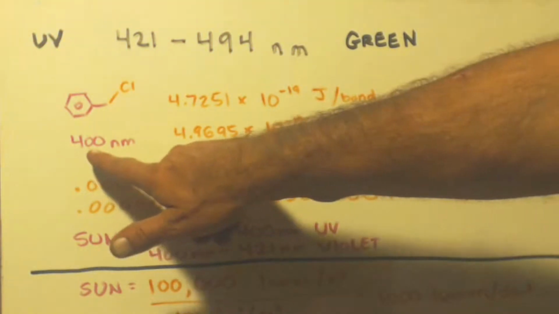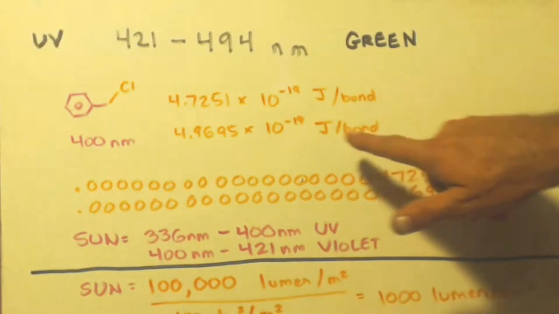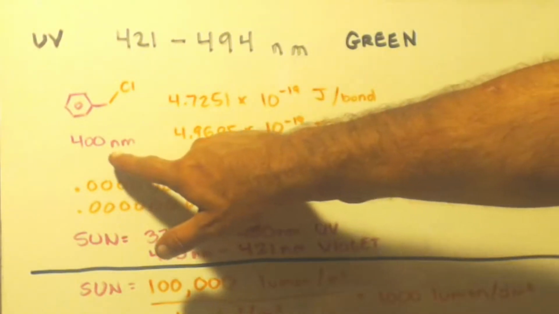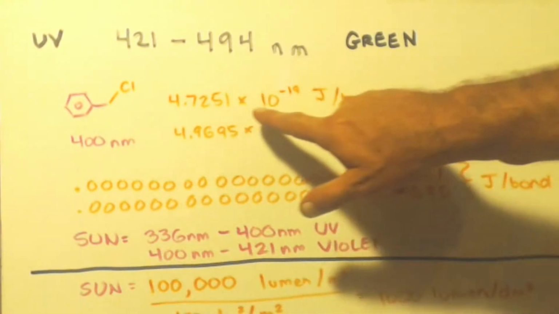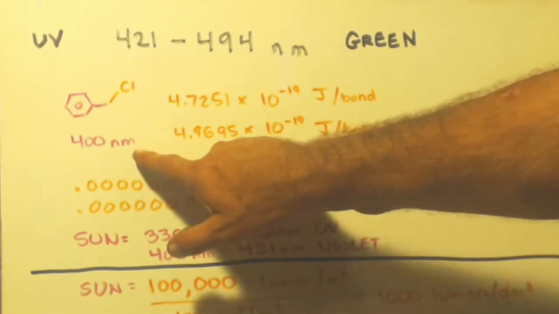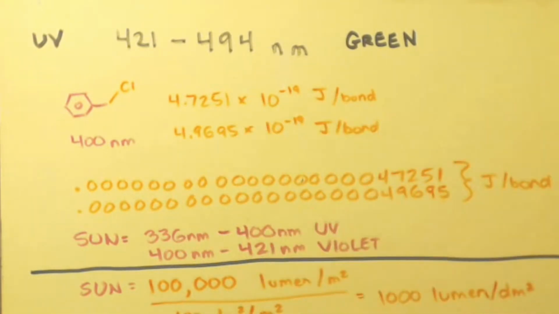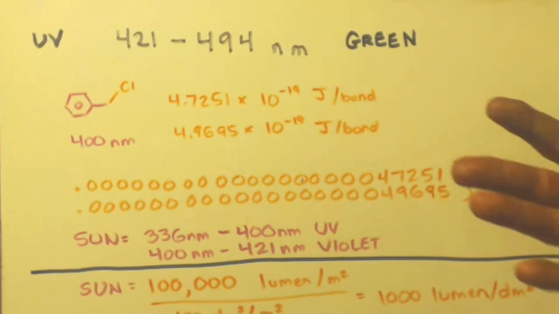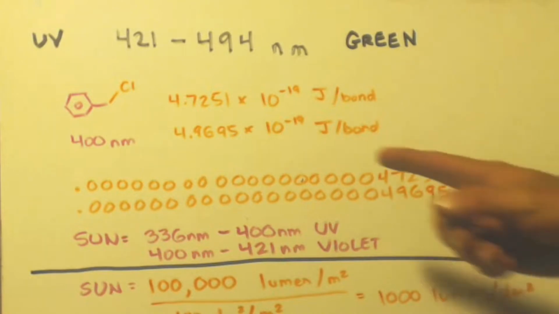And we figured it out for 400 nanometers. It was this many joules per bond that a photon will give you, and it was this many joules per bond to break this bond, which you can see that 400 nanometers is a bigger number, so it's more energy than is even needed to break this bond. But look how close it is. 4.7 and 4.9. That looks like it's very close, but it's actually even closer than it appears, and that's why I wanted to bring this up.